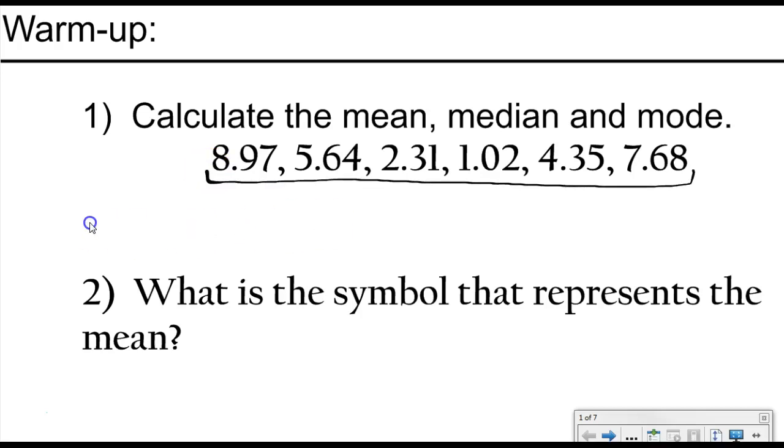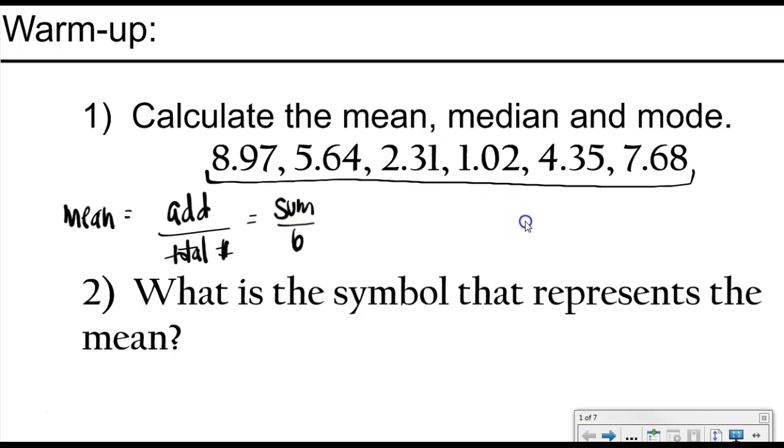So to find the mean, you're going to add and then divide by the total number. So I have 1, 2, 3, 4, 5, 6 of them, so that would be divided by 6. So whatever the sum is, divided by 6. And then for the mode, there is no mode because there aren't any that repeat or that are multiples of. And median, you always put them in order.